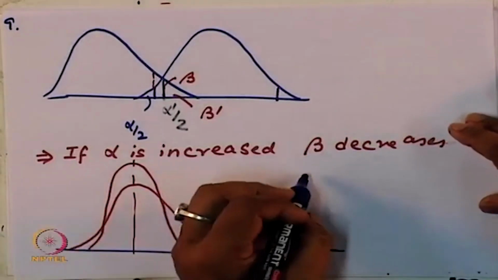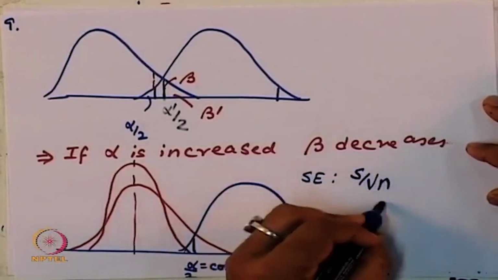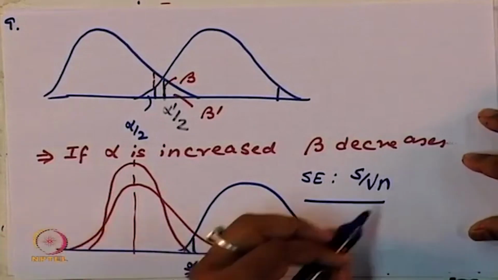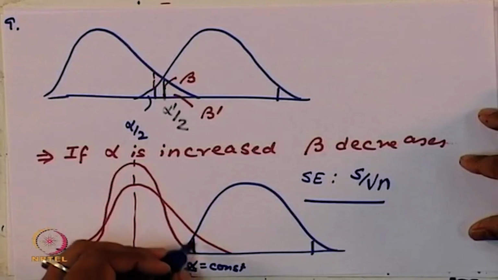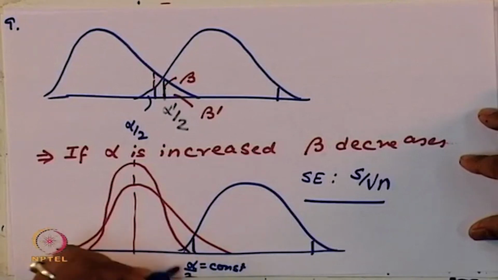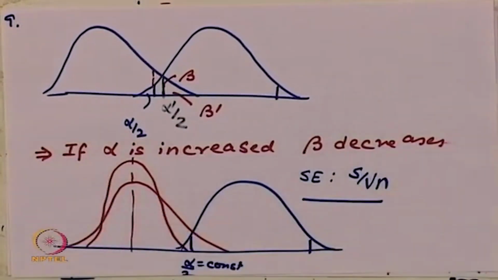So, you know your standard error is S by root of n, right. So, if you increase your sample size, then this will keep on decreasing, so that for the same value of alpha you keep on reducing the value of beta. So, this tells you how for a lower value of alpha you can even decrease beta by increasing the sample size.